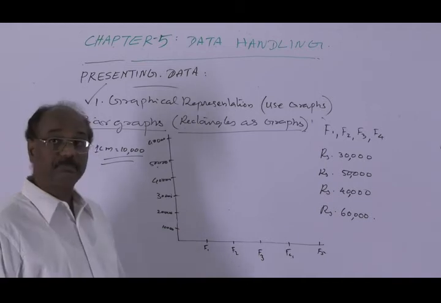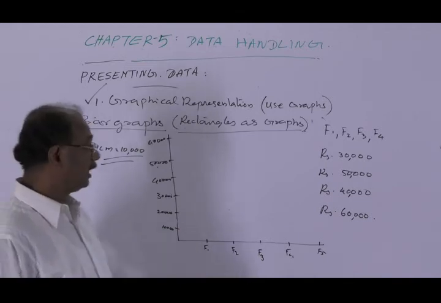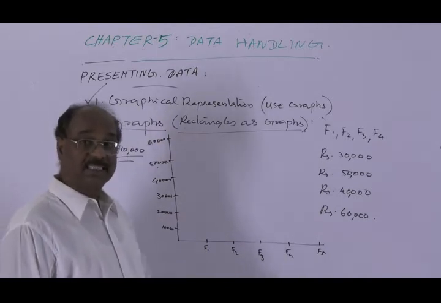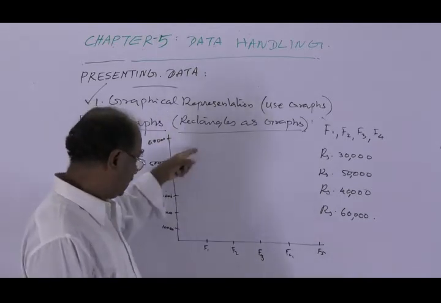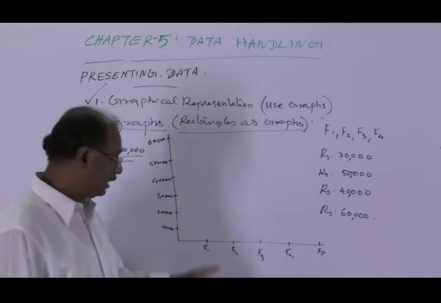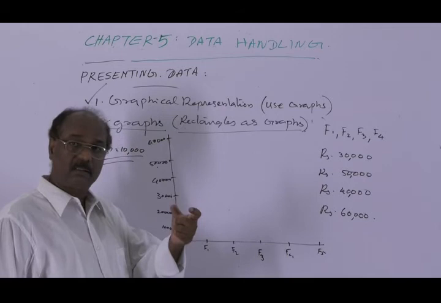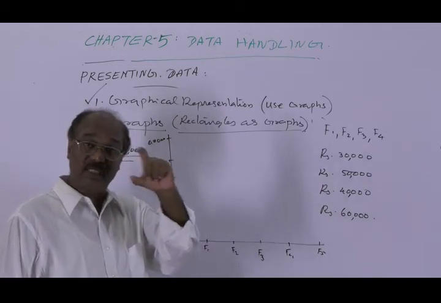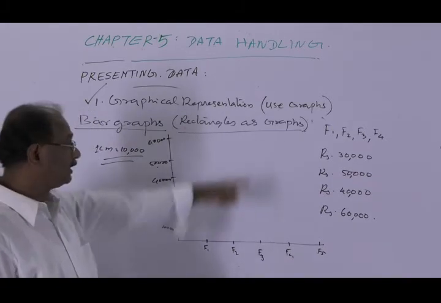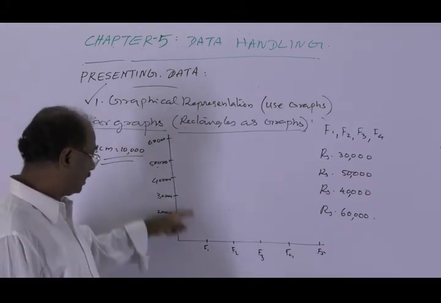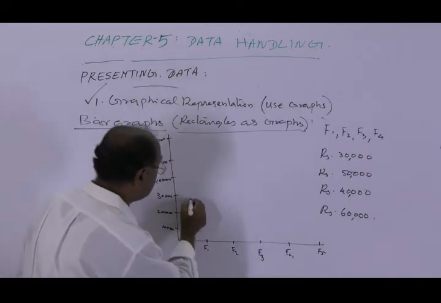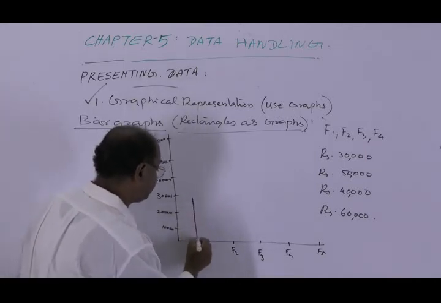For family 1, the income is 30,000. So construct a bar which is vertical and having a certain width. The remaining bars will also be of the same width, and height proportional to the values. So here, with this scale, we construct a bar of height 30,000.